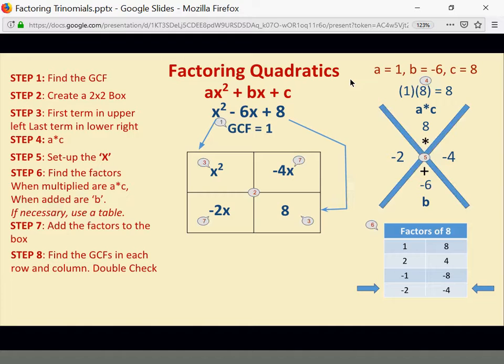All right, step 8. We need to find a GCF in each row and column. So write down step 8, find the greatest common factors for each row and column. I'm going to let you finish writing it, then I'm going to ask folks to tell me what's the greatest common factor.